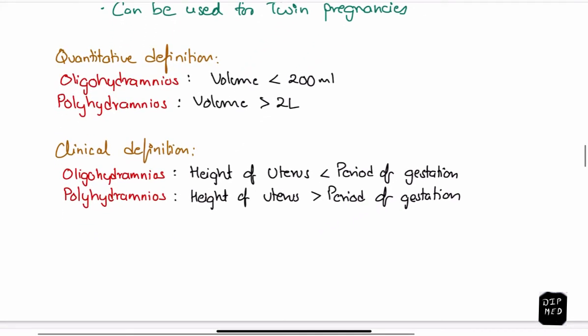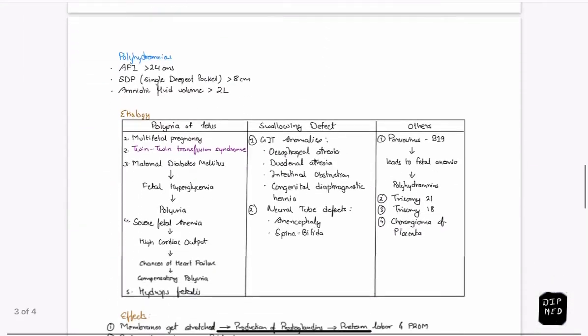Based on quantitative definition, oligohydramnios is when volume is less than 200 milliliters, and polyhydramnios is when volume is more than 2 liters. Based on clinical definition, oligohydramnios is when height of the uterus is less than that of period of gestation, and polyhydramnios is when height of the uterus is more than the period of gestation.